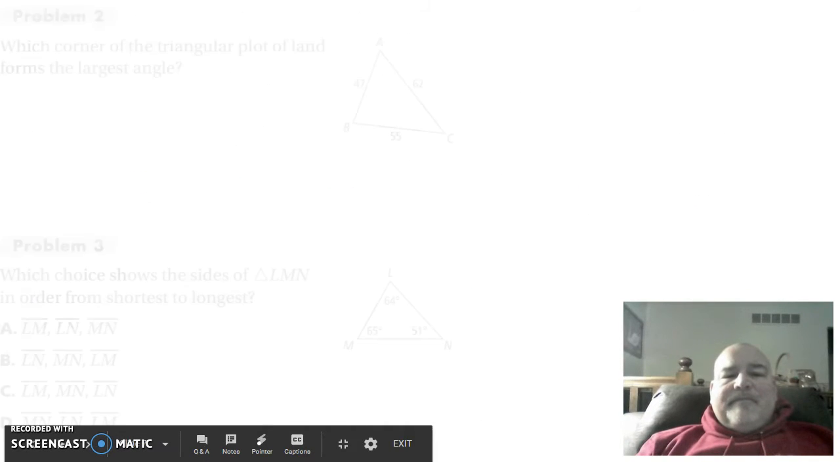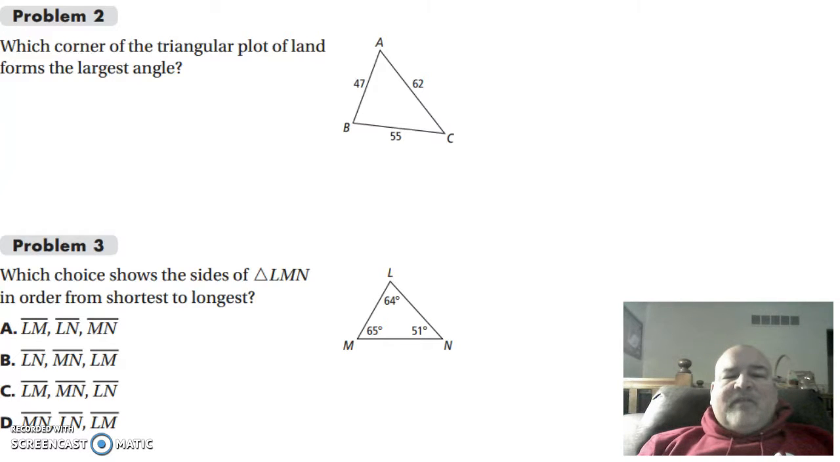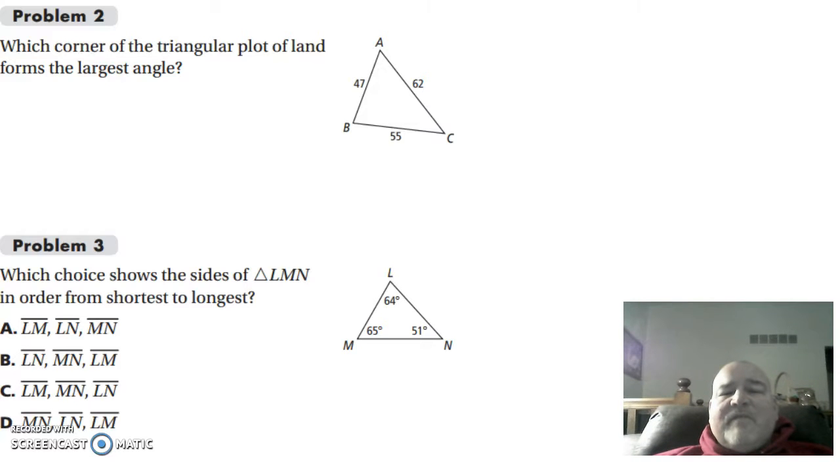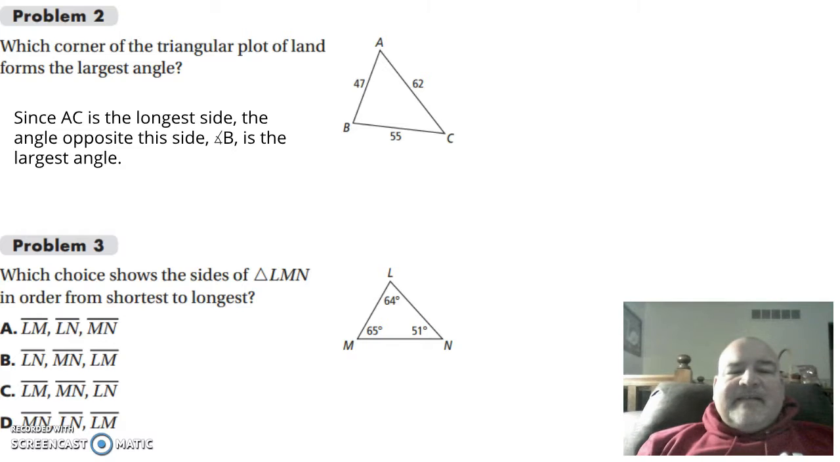Let's do an example. In problem 2, which corner of the triangular plot of land forms the largest angle? Notice that the triangle is a scalene triangle with no congruent sides. So if we want to find the largest angle, we have to find the angle opposite the longest side. Since AC is the longest side, the angle opposite this side, angle B, is the largest angle.